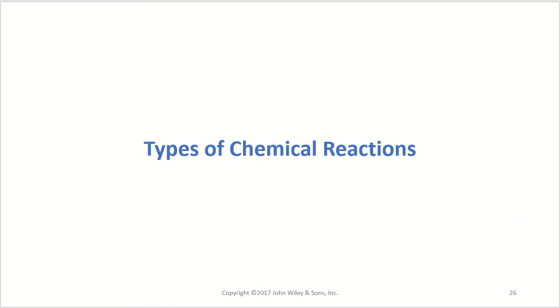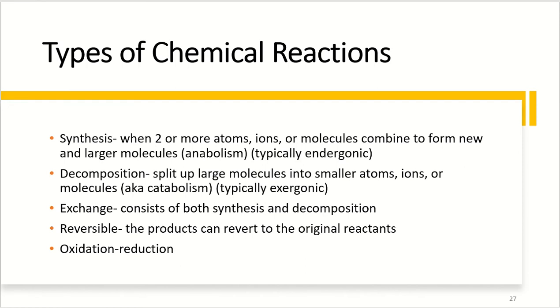Okay. So now we need to talk about the various types of chemical reactions, because this is basically what keeps everything going in life. We have several different kinds of chemical reactions to discuss. First off, we have the synthesis reaction, and this is when two or more atoms, ions, or molecules are going to combine to form a new, larger molecule. This is called anabolism, and it's typically going to be an endergonic reaction.